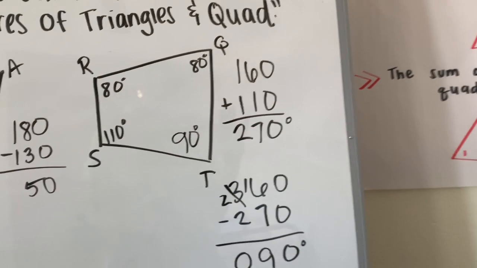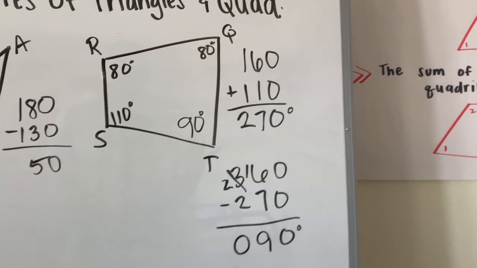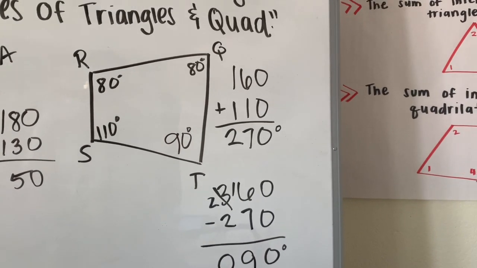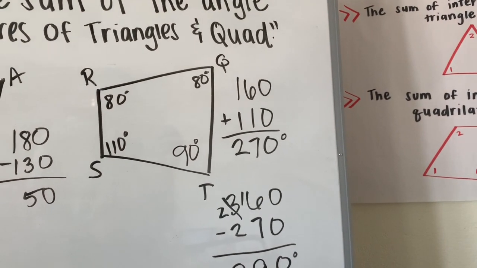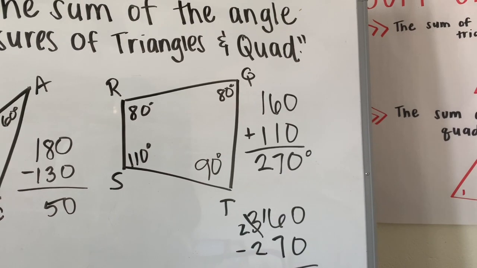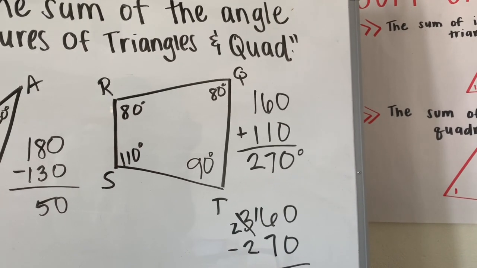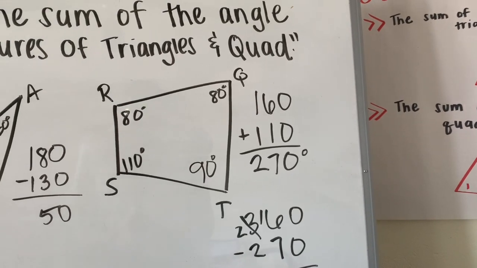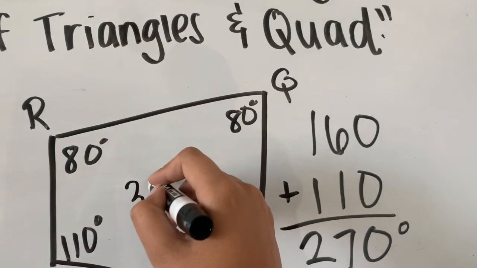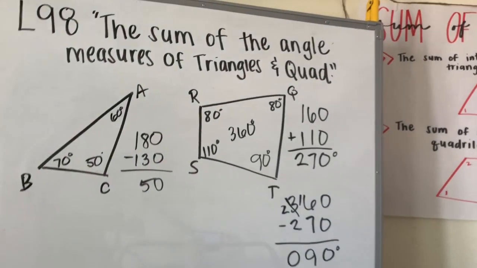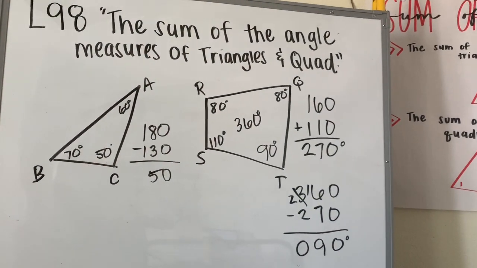Let's back up and freeze for a minute. How could I check my work? Well, I could check my work by adding up all the angles. So I'm going to combine the numbers that I know off the top of my head. That's 110 and 90, 200, 80 plus 80, 160, and 160 plus that 200 does in fact equal 360 degrees. And when you get that 360 degrees, you know you did it correct.